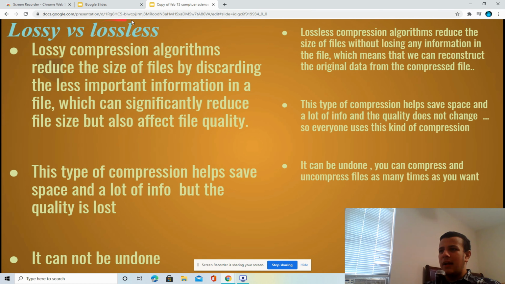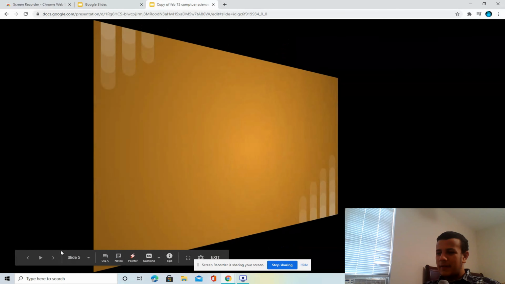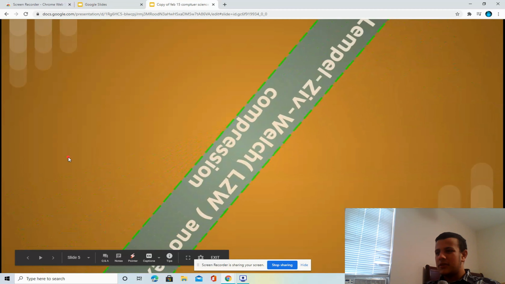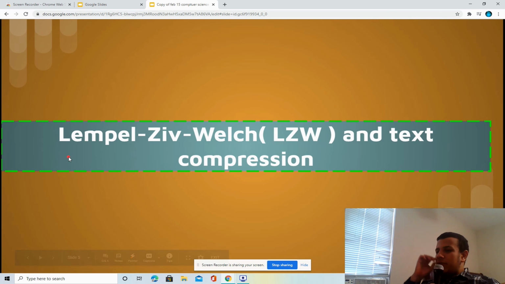And the two algorithms we talked about in the last lessons, the run length encoding and the Lempel-Zev-Welch algorithm, are both lossless. And it can be undone. You can compress and uncompress files as many times as you want. Keep that in mind. Remember, this is just review from the unit.